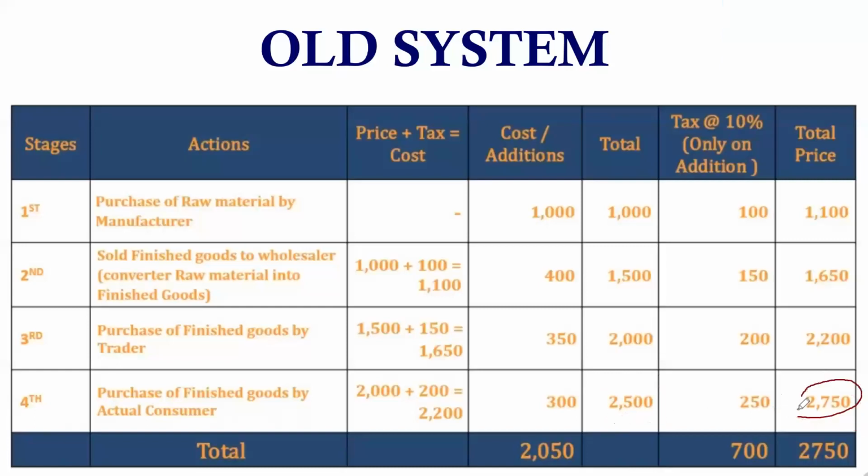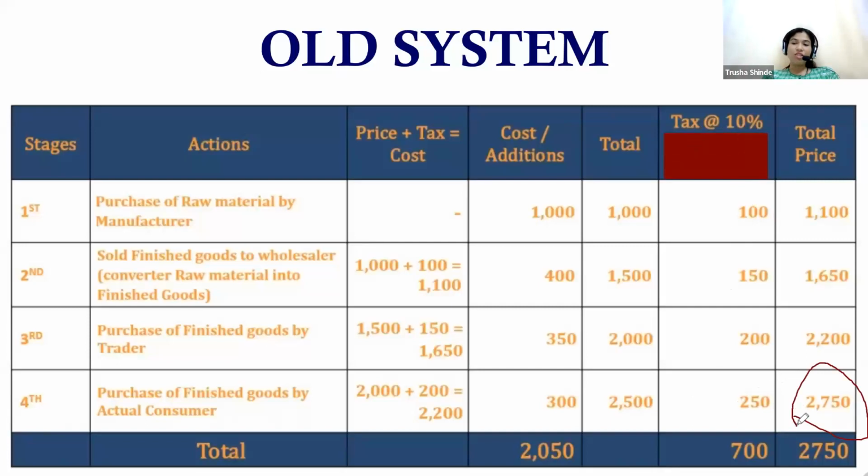Ma'am, it is written only on the addition, not tax added at 10% only on addition. So why are we levying on the total? This is the old system which I am discussing right now. Let me correct this. Now you might not be getting confused. I hope now it's clear. It's just tax at 10%. It's just a mistake of copy paste. I'm so sorry.